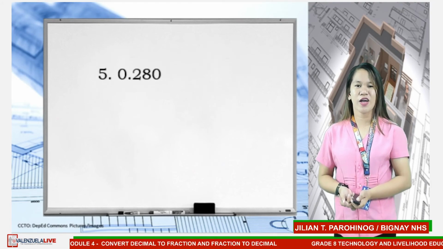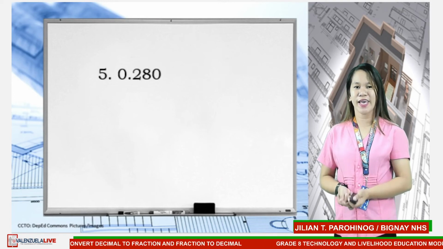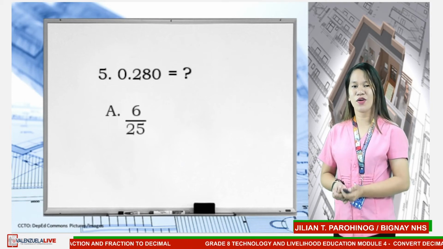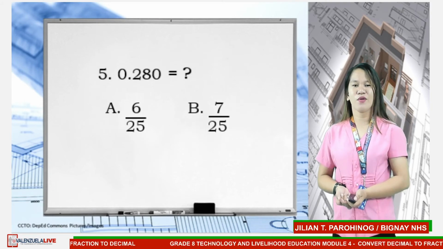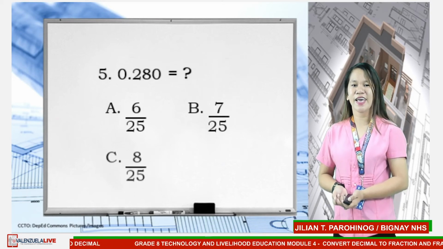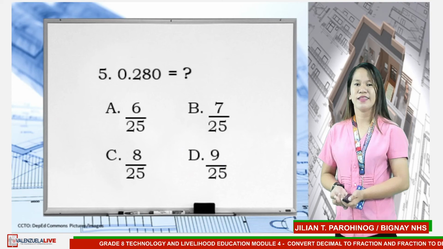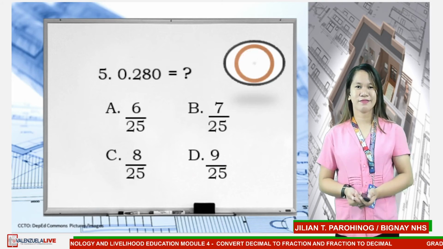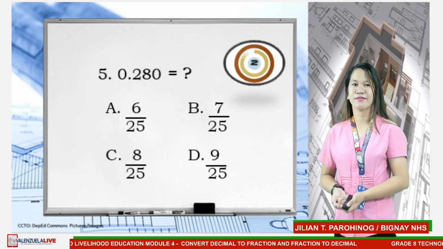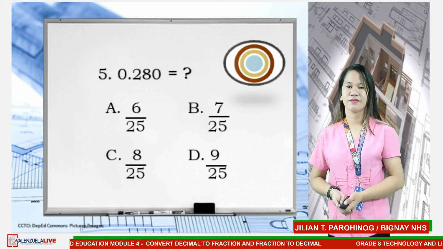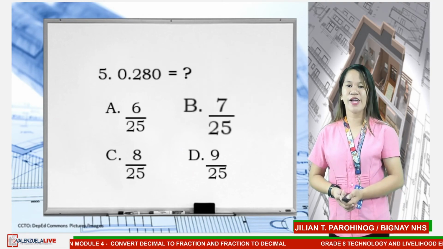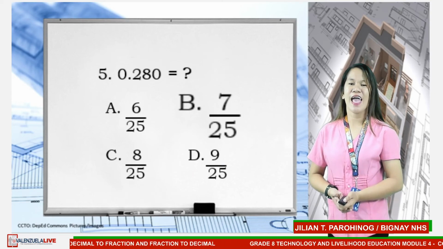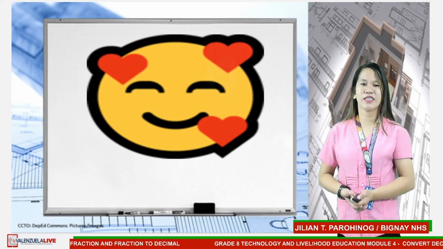For number 5, we have 0.28 is equals to, is it A, 6 over 25, B, 7 over 25, C, 8 over 25, or D, 9 over 25? Your timer starts now. The correct answer is letter B, 7/25. Excellent! Who got 3 and above?